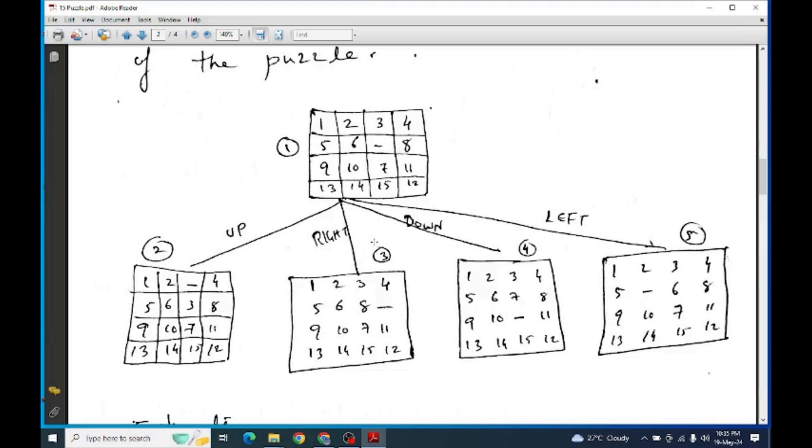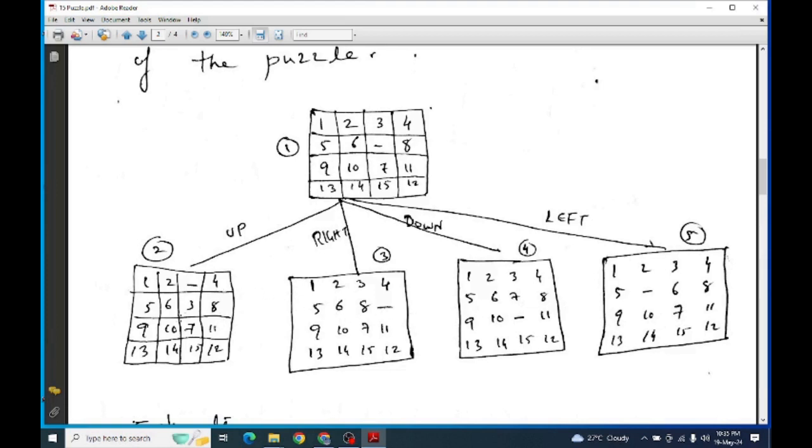Here we will be getting 4 states by one movement. The movement can be up, right, down, or left. You are getting 4 states. In this technique, branch and bound, we are using the LC search method, the least cost search method. So which movement will be selected?